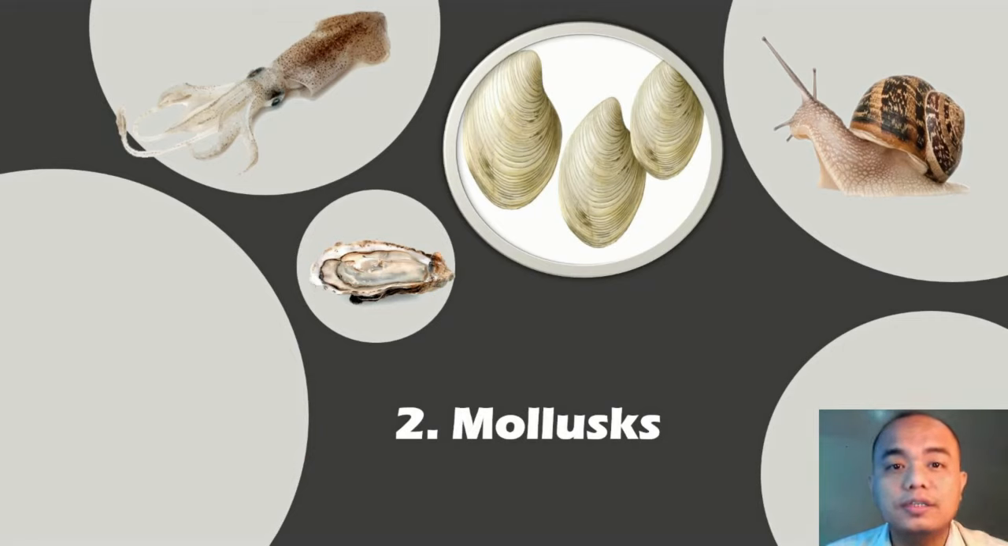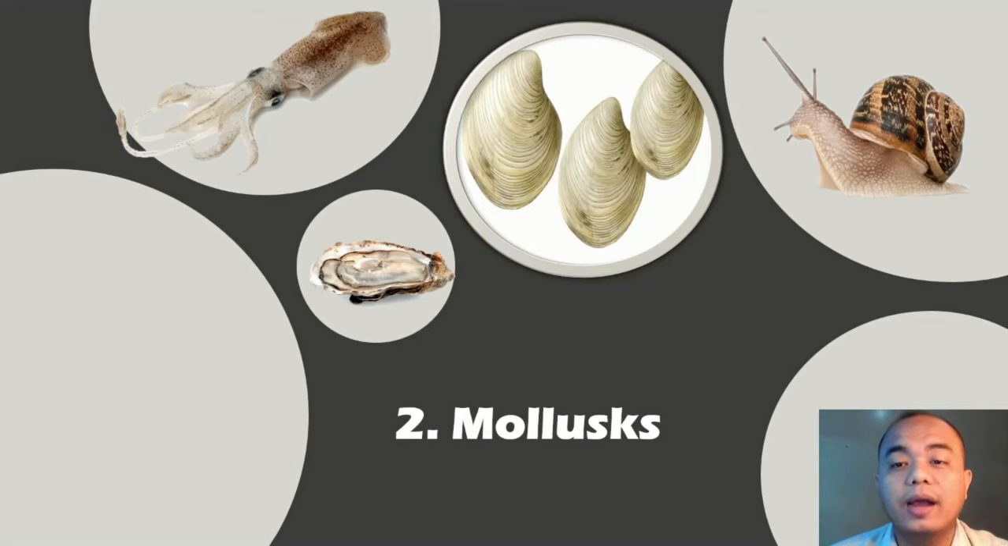Now the term mollusks comes from the Latin word mollis, which means soft. They usually live in aquatic and some in terrestrial habitats, from the seas to valleys and mountains. Shells protect their soft bodies. These animals have shells, so some of these animals have shells that protect their soft body.